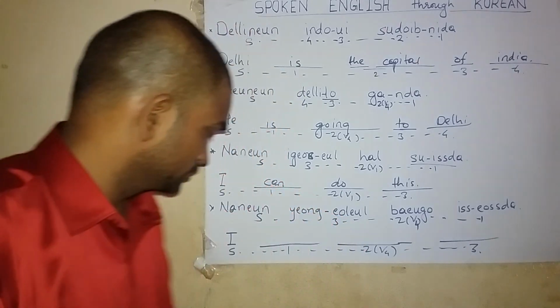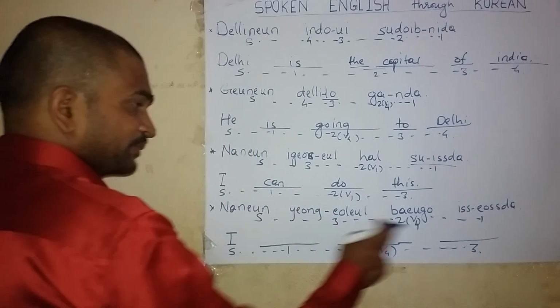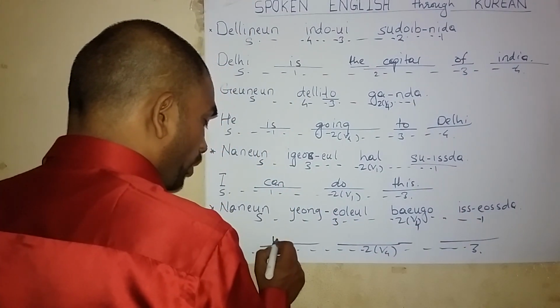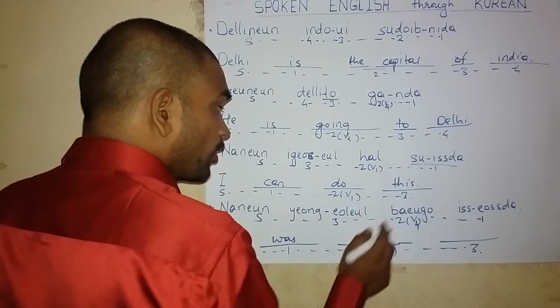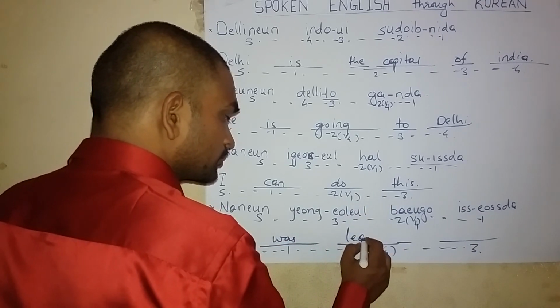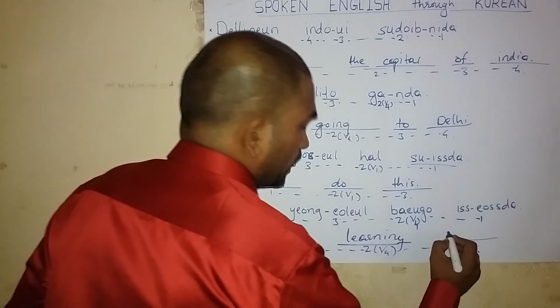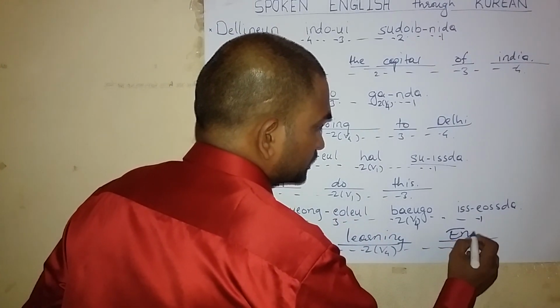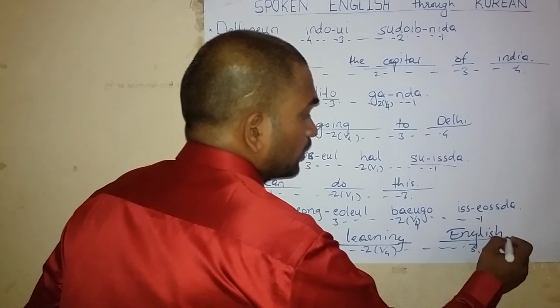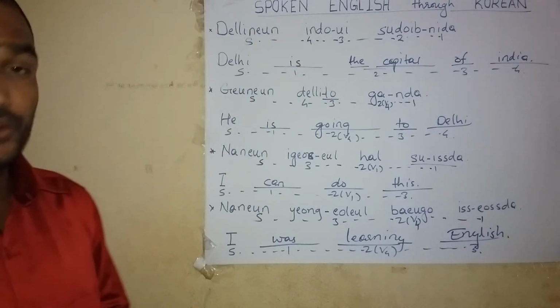Start. The word for Nyanyon, I. The word for is used, was. The word for Bayugo, learning. The word for Yong-Yo-Leul, English. Now what should you do?